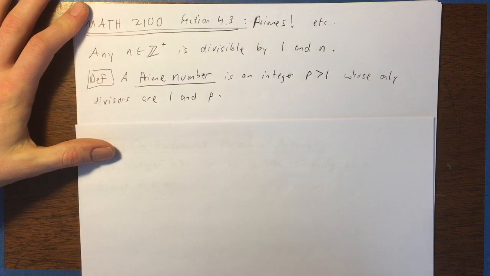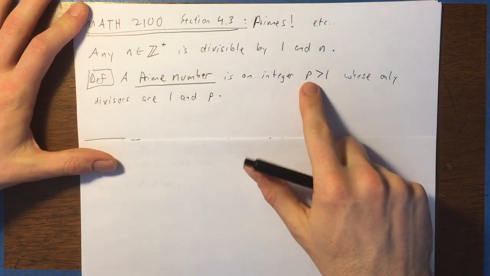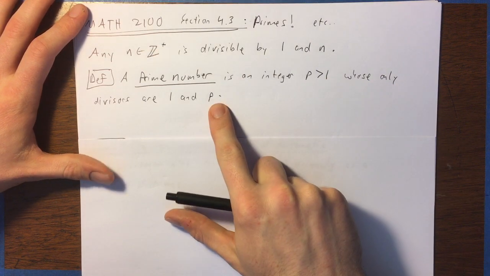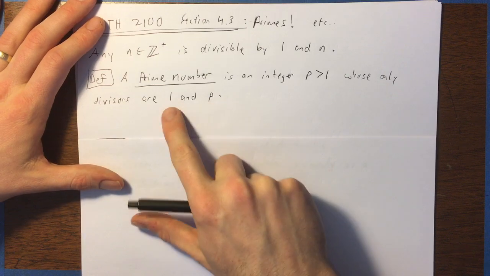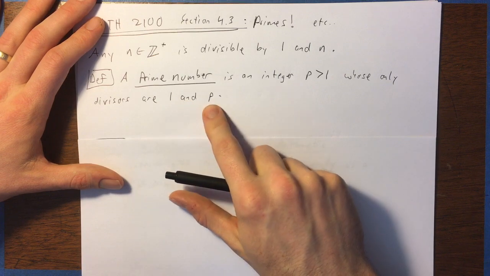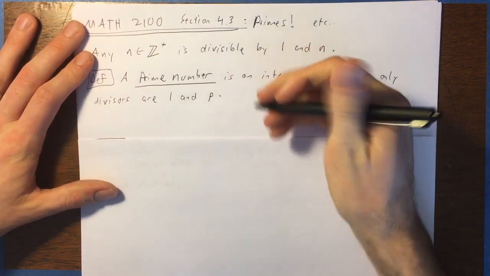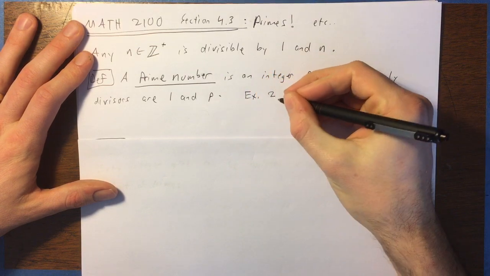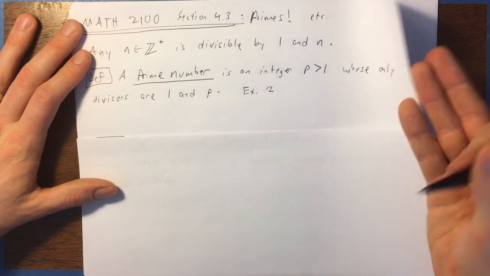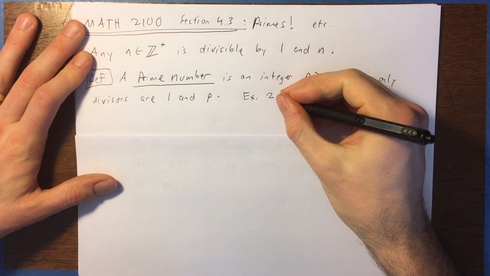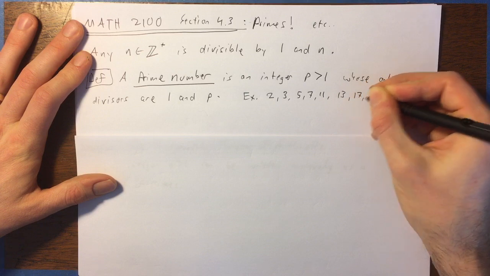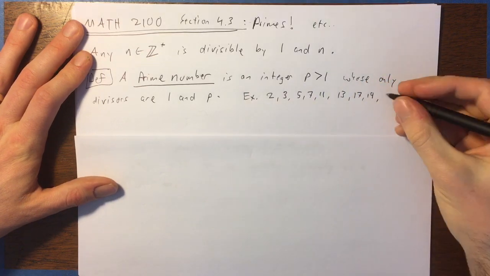So the definition of a prime number is an integer, we'll call it p for prime, which is greater than 1, whose only divisors are 1 and p. Like I said, every number bigger than 1 is going to have 1 and itself as divisors, and a prime number is a number whose only divisors are 1 and p. There are no others. A few examples of prime numbers would be 2, the smallest prime number, and it's the only even prime number, because every other even number is divisible by 2. And then 3 and 5 and 7 and 11 and 13 and 17 and 19.